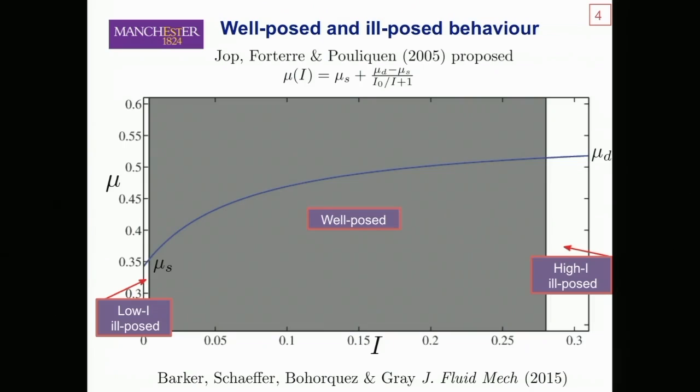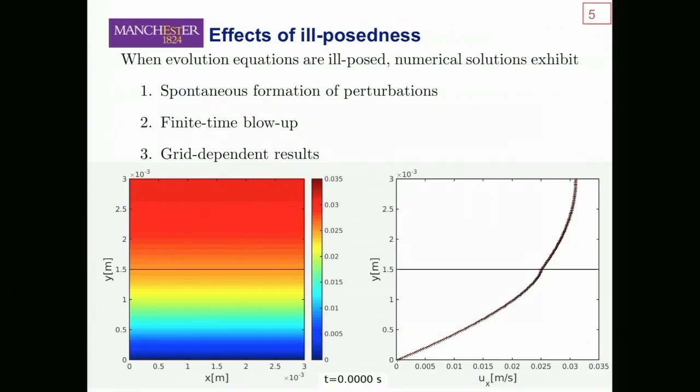So applying this to the mu of I rheology and the typical functional form proposed by Jop, Forterre and Pouliquen, we see there's a large range of inertial numbers in which the rheology gives well-posed dynamic equations, but when the inertial number is very small and very large, denoted by these white regions here and here, then the equations are ill-posed. Okay, so I'll just demonstrate the kind of things that happen when you go into these ill-posed regimes.